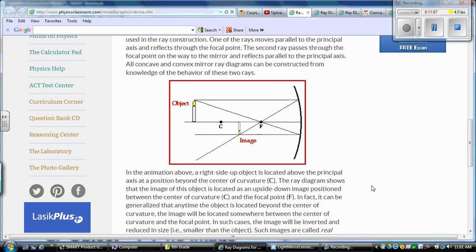So a concave mirror works if it's 2 focal lengths past the lens, then you will get an inverted, smaller image. So that's why you can take a spoon and move it farther away from you, and you will start looking smaller and smaller upside down.